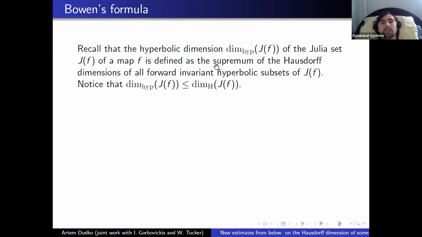So as Felix mentioned, Tf is related to the hyperbolic dimension of the Julia set, which is the supremum of the Hausdorff dimensions of all forward invariant hyperbolic subsets. And in particular, we always have that hyperbolic dimension is less or equal to the Hausdorff dimension.